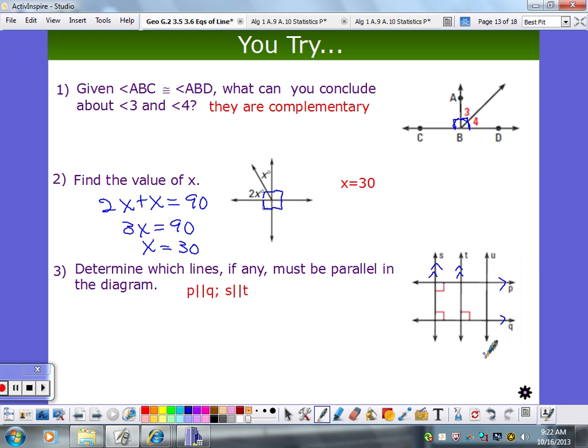Right, we can't assume that. Now, we can't just go by looks. It kind of looks like it's perpendicular, but it could secretly be tilted a little bit. We don't know. It could. So just because it's drawn a certain way, we can't make any assumptions. So we can't assume that U is parallel to S and T. We just don't have enough information. Any questions on that? Awesome.